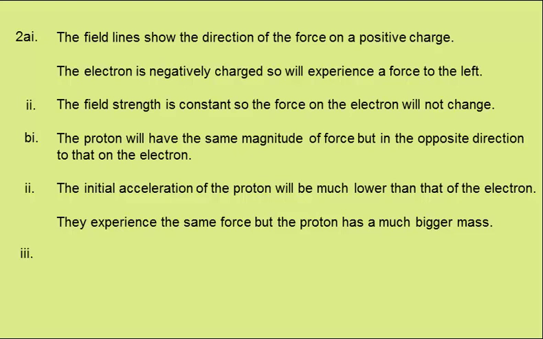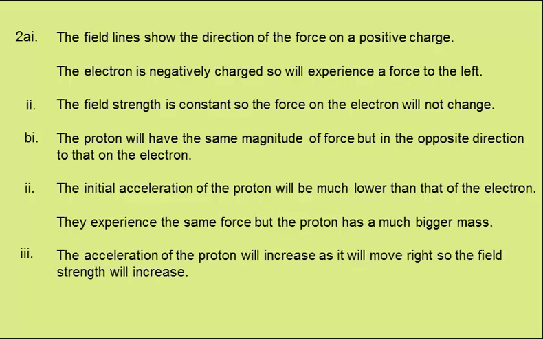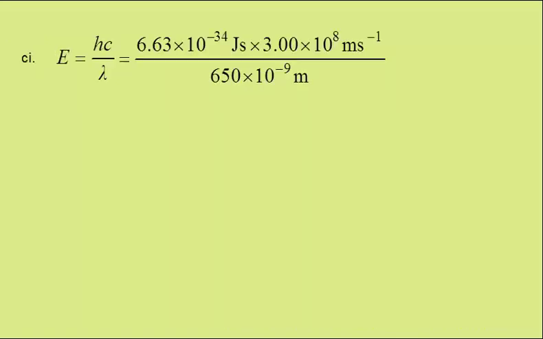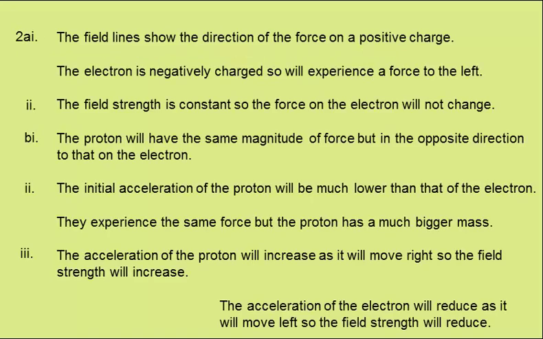In part 3, we need to describe and explain what will happen to the acceleration of each of these particles as they continue to move in the electric field. Well, the acceleration of the proton will increase as it moves right, so the field strength is increasing. The acceleration of the electron will reduce as it will move left, so the field strength is reducing.